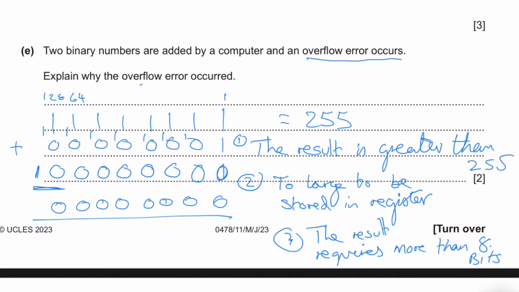Okay, but it's 2 marks, so we need 2 things. The result is greater than 255. The result requires more than 8 bits. Too large to be stored in an 8-bit register. Okay, that gives you the full marks. And it's only 2 marks.